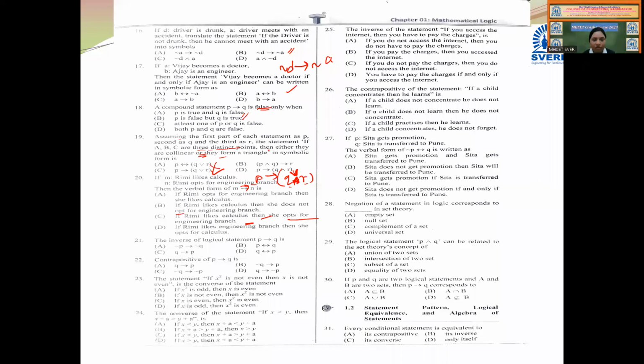चलो आगे. The inverse of logical statement. ऐसे inverse सांगा. आता सांगितलं मी तुम्हाला मागे. Inverse of A. Option number A. Negation P. Option A. Right.